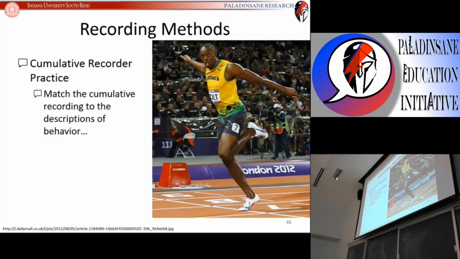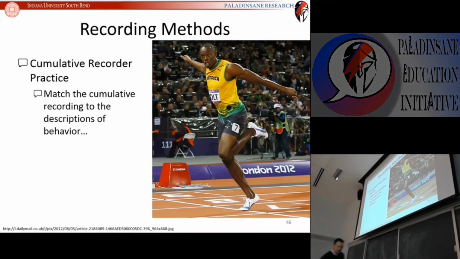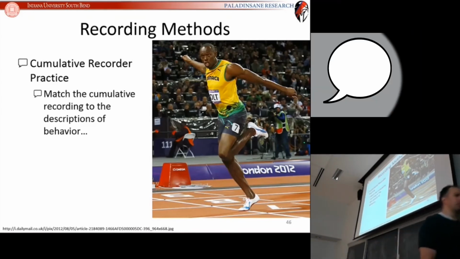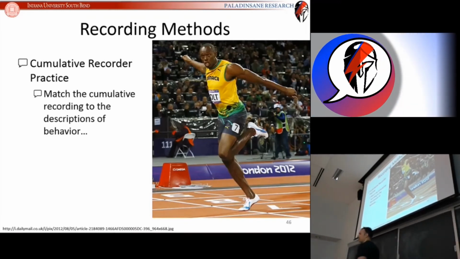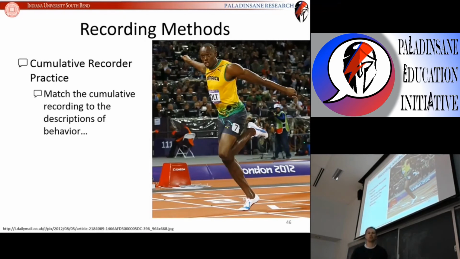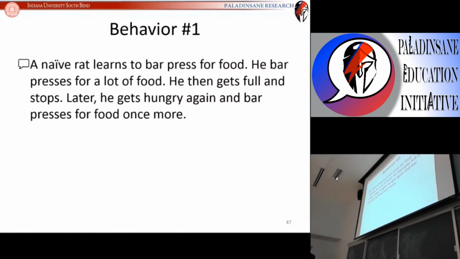So what I'm going to do is I'm going to show you 4 cumulative recorders, and I'm going to show you 4 descriptions of behavior. And what I want you to do is match the behavior to the cumulative recorder, and we'll see if we can get those lined up. All right, so first behavior, and the handouts are coming. This is what's written on them.